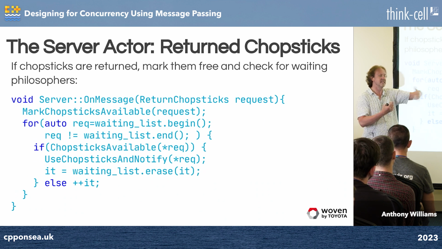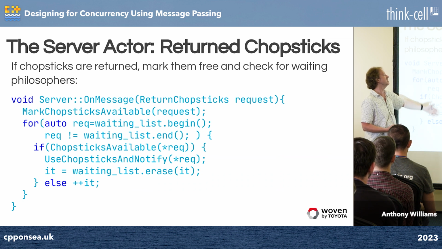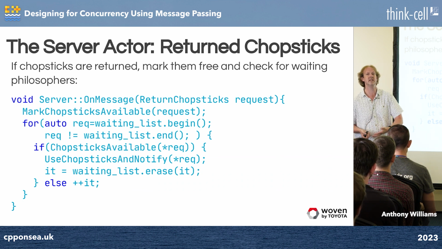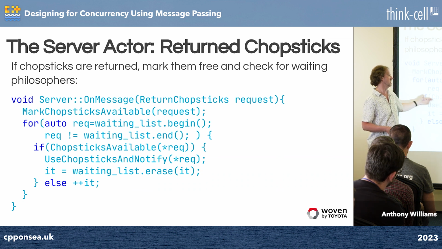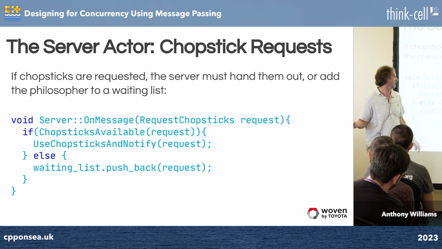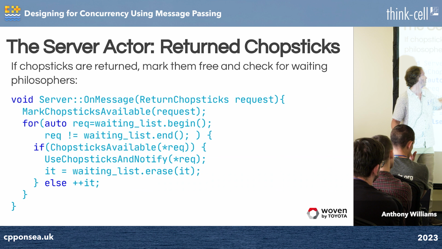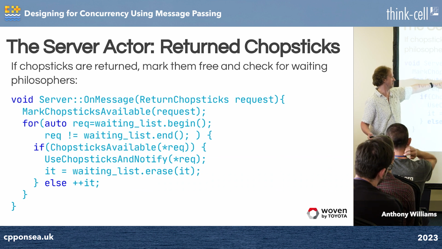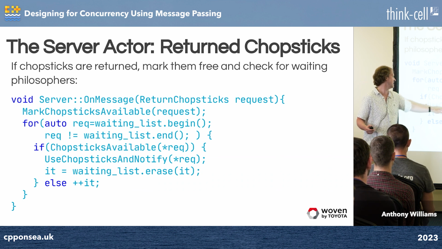And then when the philosopher hands in their chopsticks, they send the return chopsticks message. And so we have to mark them available. And then we have to process our list and see, are any of the philosophers that are waiting ones that we can hand some chopsticks back to? So if the chopsticks are available for a given request, then we can use the chopsticks in notify, which is exactly the same pair of lines of code here, except now it's the request element from the waiting list. That's going to be an iterator, so we have to dereference the iterator. And if we process that, then we remove the element, otherwise we just move on to the next one.